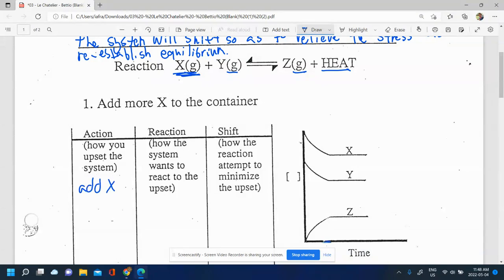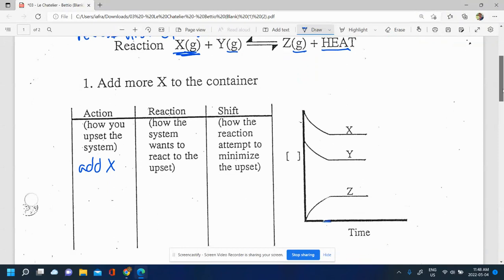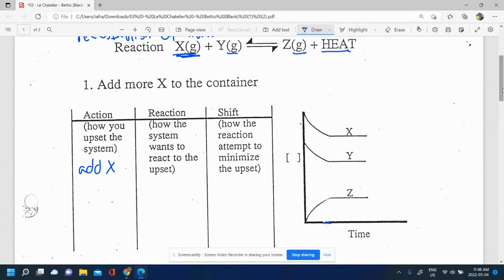Okay, so how do we undo that? What we want to do is essentially undo that. If we added X, the system's mad because now we added more X than there should be. So we want to remove X. Basically, if we add X, we want to do Control Z somehow, right? If you have a computer, Control Z is undo. It might be different on a Mac, I'm not sure about that. So how do we remove X?